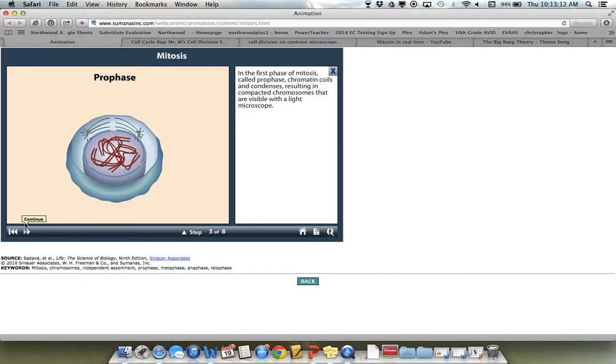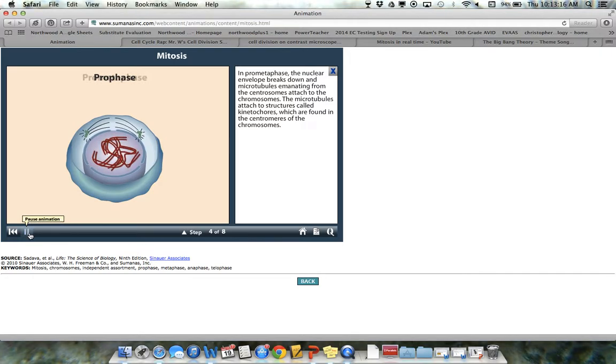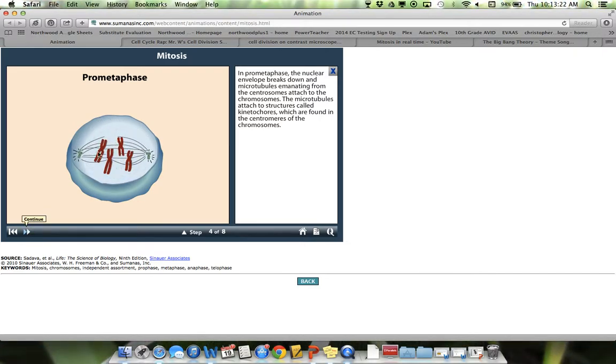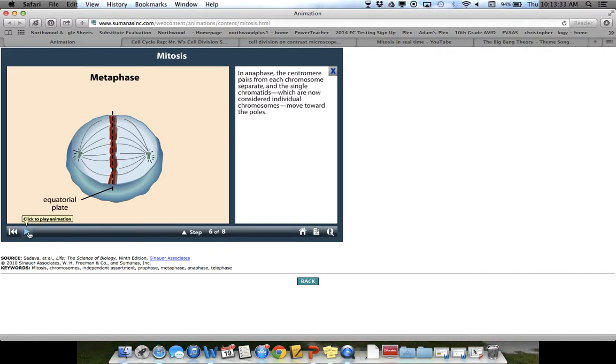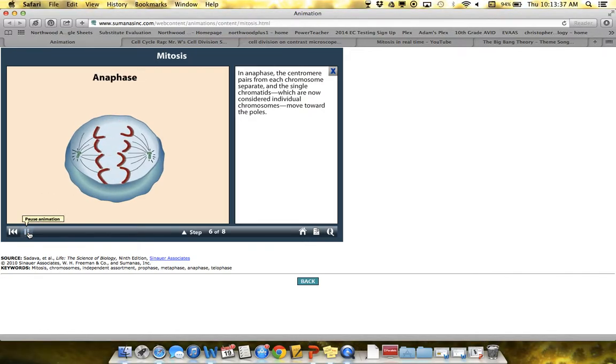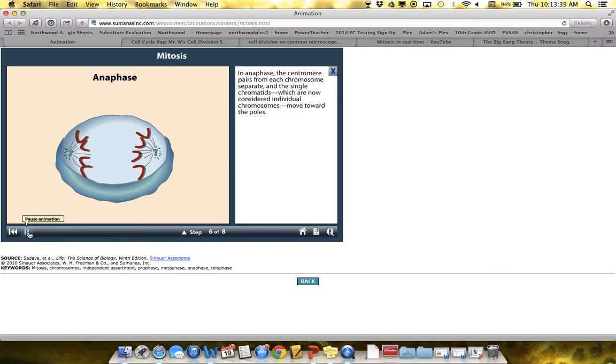Pretty cool stuff. There we go, winding up. You see the nucleus disappear. You see the spindle fibers moving. Those spindle fibers are going to attach to the centromeres and drag those chromosomes to the middle in metaphase. Meta, middle. Anaphase, you're going to see them get pulled apart. Super cool.